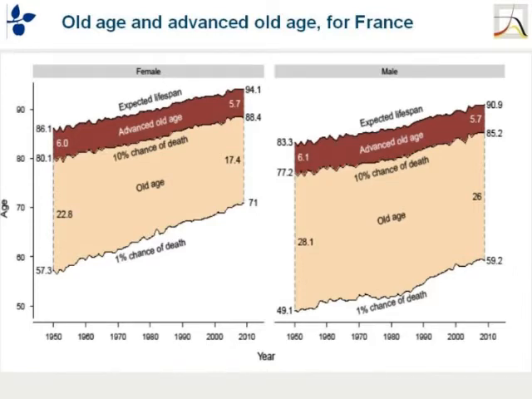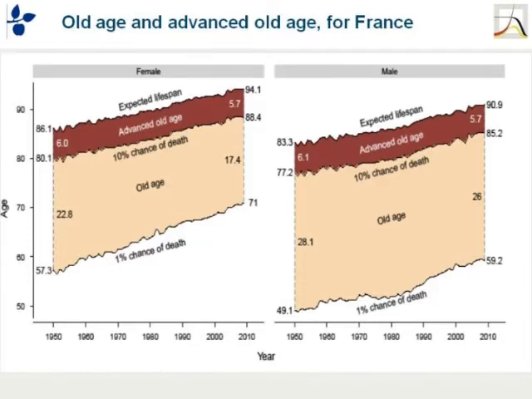So people who entered the realm of advanced old age. In 1950, people who reached 80.1 had 6 more years of life on average. And in 2010, people who reached advanced old age at 88.4 had not quite 6 more years of life. So the span of advanced old age has been about 6 years, but that has shifted up to higher and higher ages.